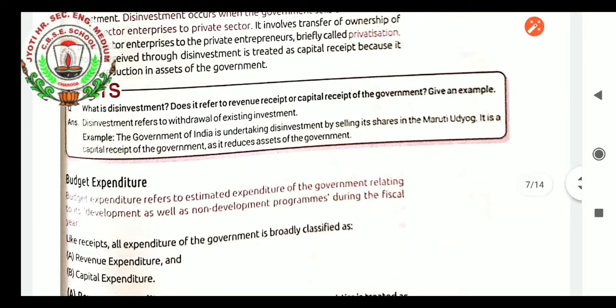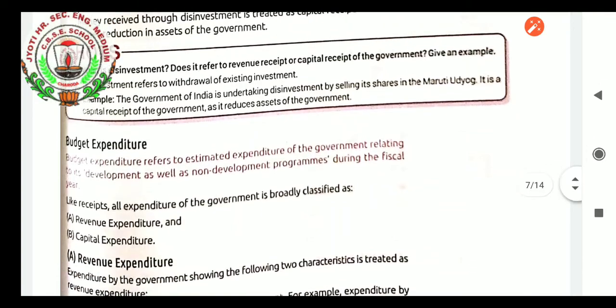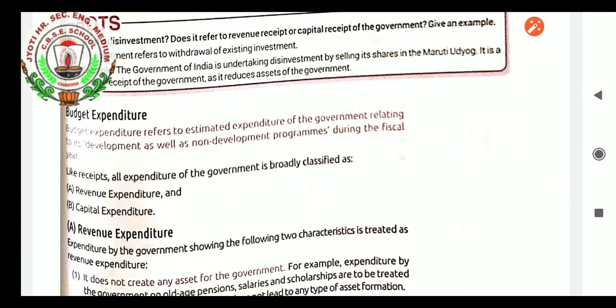What is disinvestment? Does it refer to revenue receipt or capital receipt of the government? Give an example. Disinvestment refers to withdrawal of existing investment in a company. When the government doesn't want to continue its investment in a specified field, then it sells off the shares to the private sector. It is known as disinvestment. Example, the government of India is undertaking disinvestment by selling its shares in Maruti Udyog. It is a capital receipt of the government as it reduces the assets of the government, as Maruti Udyog company has been removed from the number of firms of the government.